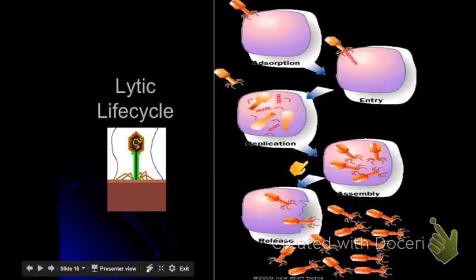Here's a good diagram of a lytic cycle. So that cell absorbs the viral DNA here, so that's our example of that virus DNA getting injected into the host cell. The replication happens here where it's creating that, and then that assembles and it releases into the body.